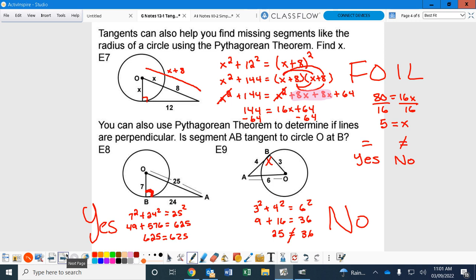This next concept, like I said, people love this. People do very well in this section. I mean, this is some of the best questions out of the whole year. People like these and get them right.